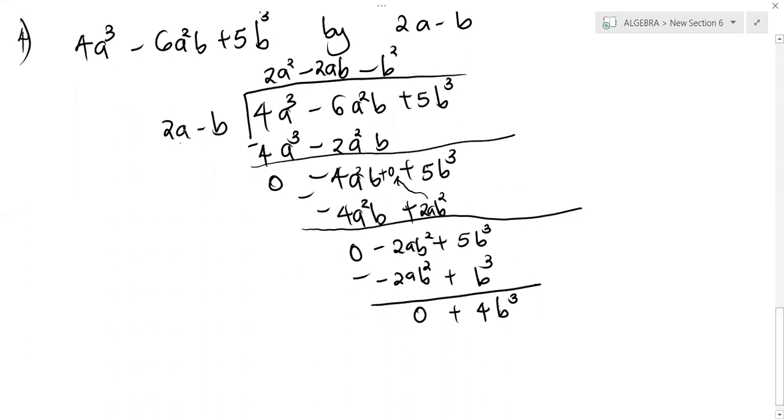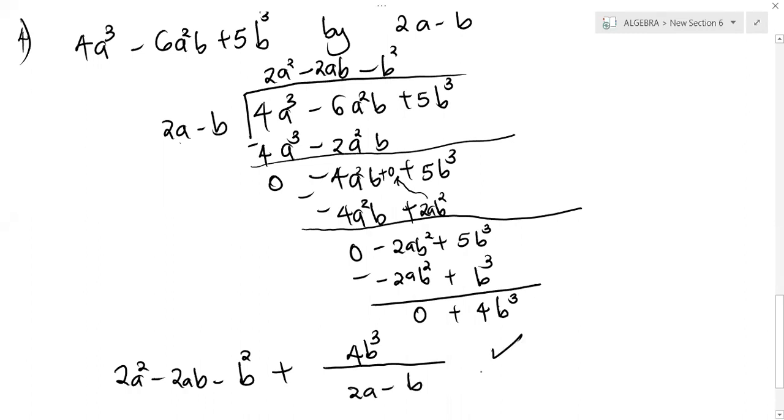Okay, so clearly writing our answer now, as we can see here, if we are to take this and divide by 2a, we don't have 2a here. So our answer will be 2a squared minus 2ab minus b squared plus the remainder, which is 4b cubed over 2a minus b. So that's how we go about this.